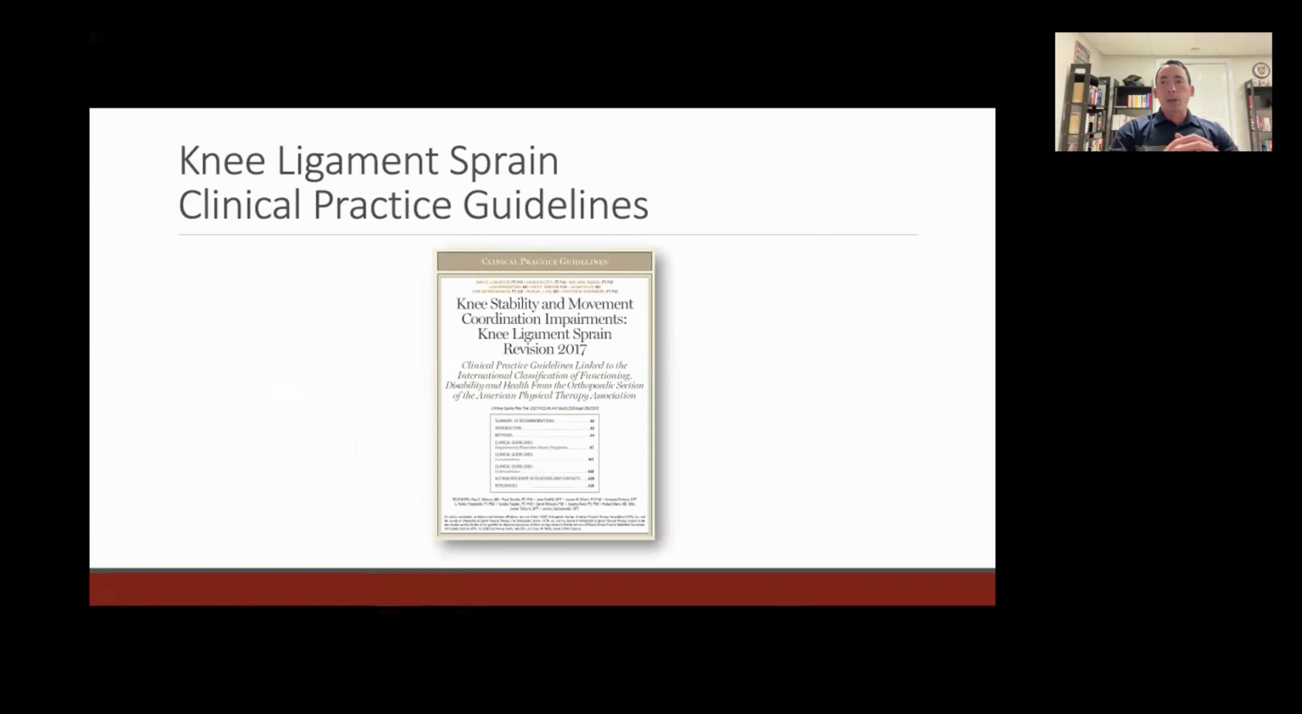So now let's get into the clinical practice guidelines. The first one up is the knee ligament sprain guideline, which was revised in 2017.